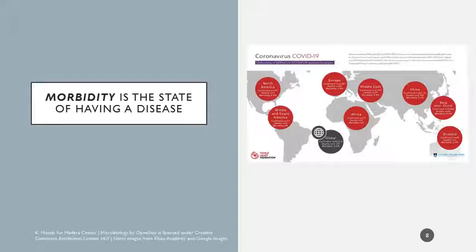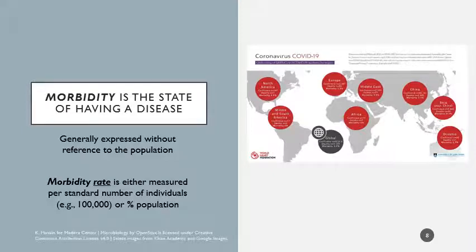When we're thinking about the spread of a particular pathogen, what we're looking at is whether someone actually has the disease. We're not just looking at mortality, we're looking at morbidity. Morbidity just means that you are in the state of having a disease. It's generally expressed without any reference to the population size, so it might be just the total number of cases, and morbidity rate is measured as a percentage of population. So morbidity is just a raw, gross number. Morbidity rate is standardized by a standard number, like for every 100,000 people, or as a percentage of the population.